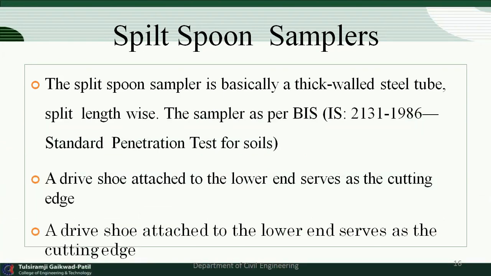Next, split spoon samplers. Basically, the split spoon sampler is a thin walled steel tube, and this sampler is made as per the guidance of IS 2131-1986, the standard penetration test for a soil. A drive shoe is attached to the lower end and serves as the cutting edge material.